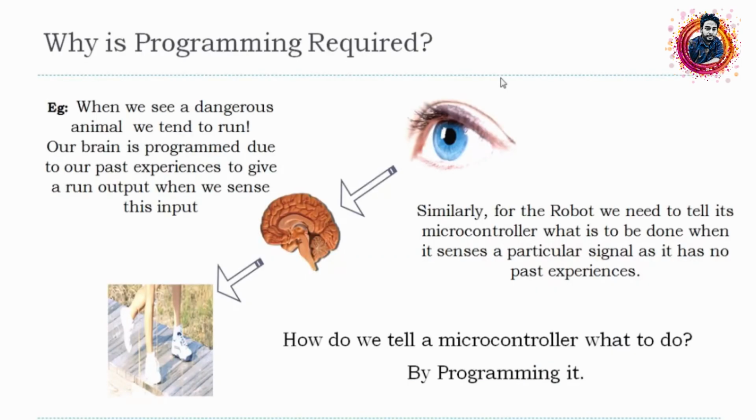You had seen an analogy earlier that the microcontroller is similar to the brain. When we humans see a dangerous animal, we tend to run away from it. We do this because our brain is programmed for this situation due to our past experiences. Similarly, a robot needs to be told what action has to be taken when it receives a particular input. Since the microcontroller is the brain of the robot, we have to program the microcontroller to take a certain action when a specific input is received.